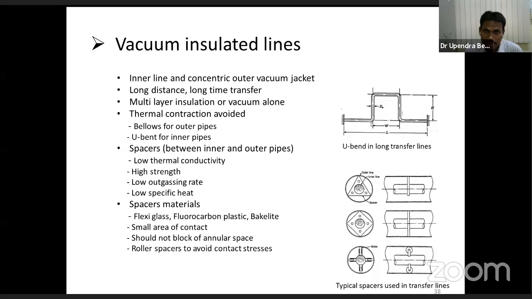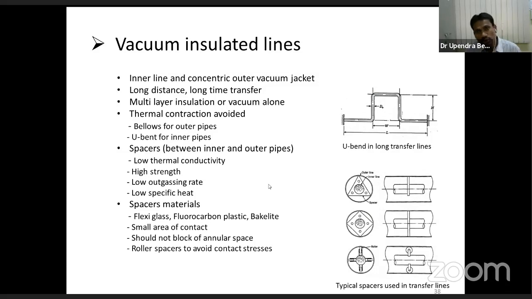And here, similarly, it consists of an inner line, a concentric vacuum jacket, with multilayer insulation, or a vacuum barrier sometimes is used. Thermal contraction is avoided for long pipes, long transport lines, by providing U bends in the inner pipe, and spacers are generally used. Spacers are used to support the inner tube in the outer tube, so that it is positioned properly without any sagging or touching, while the cryogen flows through it.